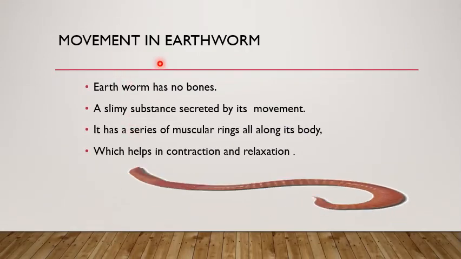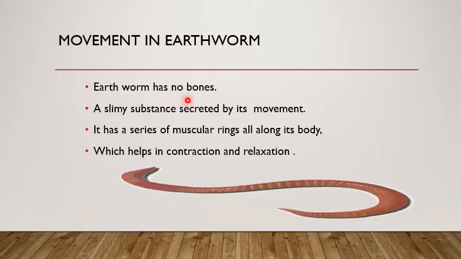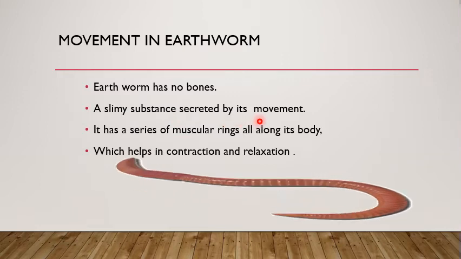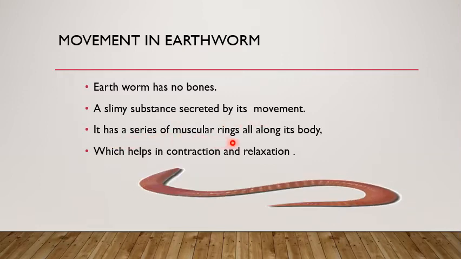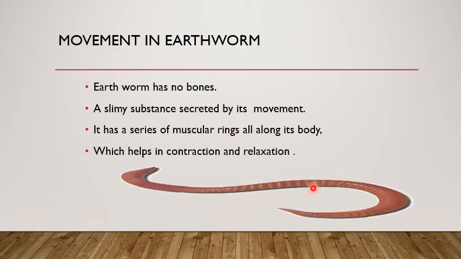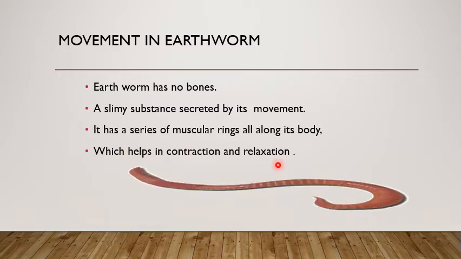Movement in earthworm. Earthworm has no bones, and a slimy substance is secreted to help its movement. It has a series of muscular rings all along its body, as you are seeing in this picture, which helps in contraction and relaxation.